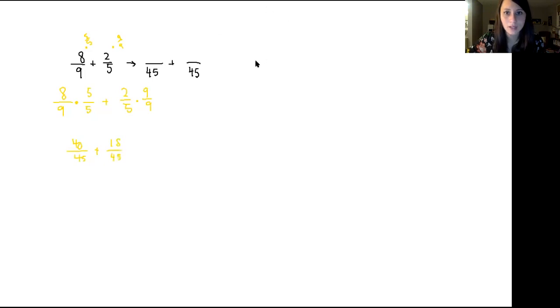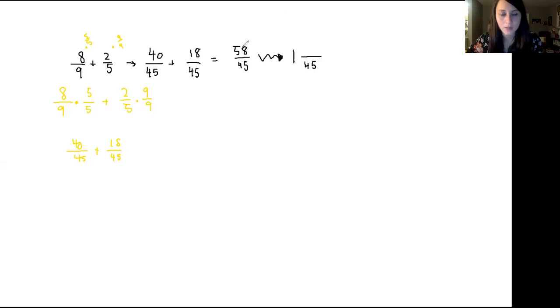So what I have is 40 over 45 plus 18 over 45. Add my numerator, and that is 58 over 45. Of course, I want to change this to become a mixed number if possible. And so I think 1 whole comes out of that, and there's 45 out of 58. And then I'm left over with 13 pieces. So it's 1 and 13 over 45.